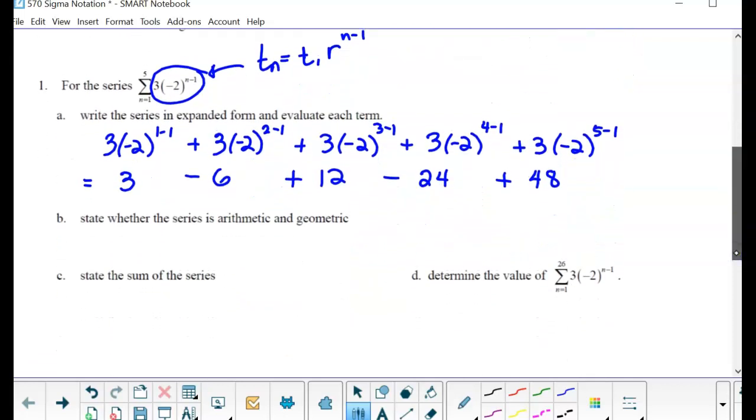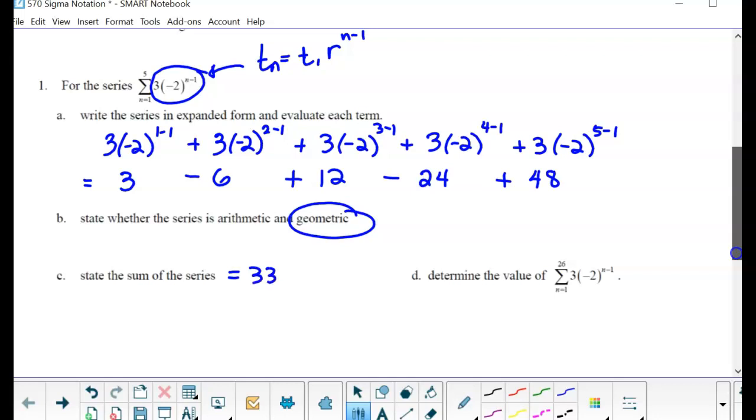So looking at this, we can tell we keep multiplying by -2, so it's geometric. And what is the sum? Well, obviously in this case, we could add them all together. 3 minus 6 plus 12 minus 24 plus 48. So what's that going to be? 24. If I start from the right, 24 plus 6 is 30. So it should be equal to 33.